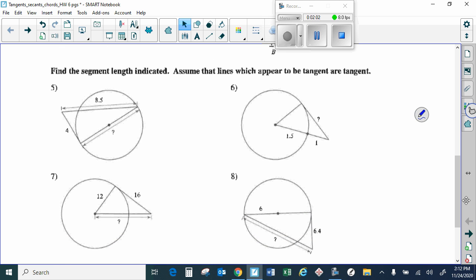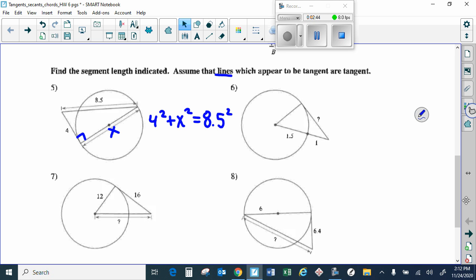Now it says find the segment length indicated. That's all the question marks. So again, assume the lines which appear to be tangent are tangents, and I could say assume the segments as well. So that is true. Now it wants the whole length, so we just call it x. So we have 4 squared plus x squared equals 8.5 squared. Okay, and you solve for x. So subtract the 16 across, and then take the square root.